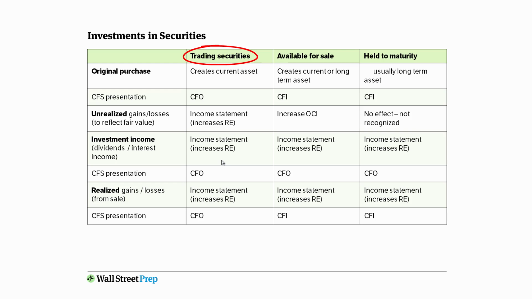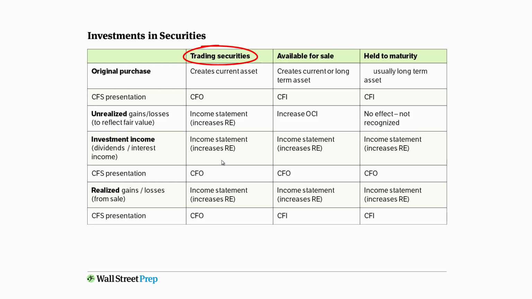Now, I should say the unrealized gains, since they're non-cash, are going to be reflected as an add back on cash from operations, whereas investment income, things like dividend and interest income, since they're being reflected in retained earnings, are being indirectly reflected in cash from operations. No adjustment is actually necessary.